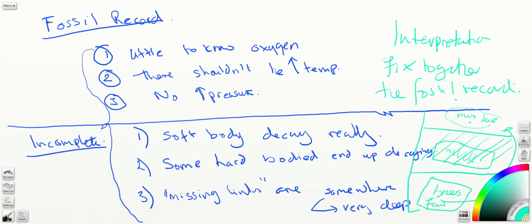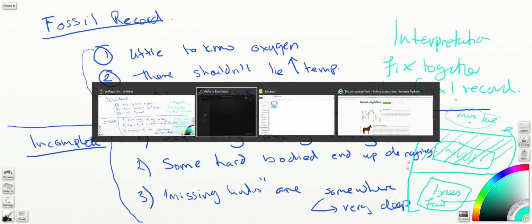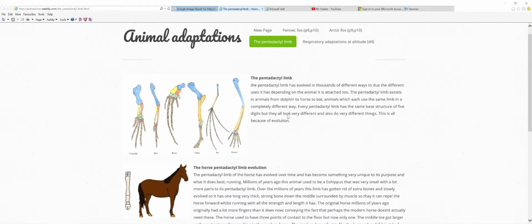Now, next on to the higher bit. For the higher bit, I've got a website up, which is quite good. What you need to be aware of is the pentadactyl limb. What it's showing is that all organisms show similar features, and therefore this must show common descent.